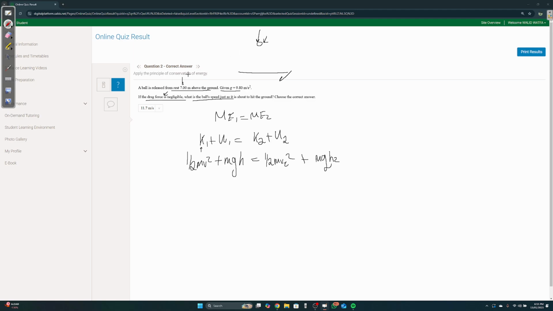It was released, so v1 is equal to 0. So do you think there's going to be half mv squared? No, it's going to be 0, right? Because v is 0. For mgh, you don't know the mass, so we're going to keep it as mgh. Okay, I'll show you how you get rid of it later.